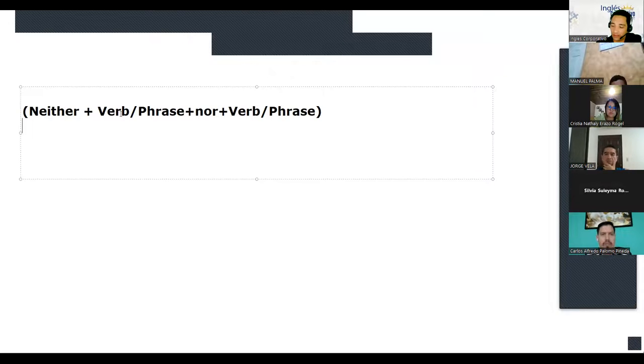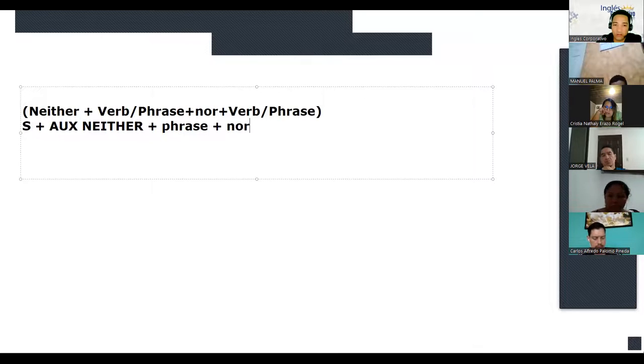Now, in these examples, you will see the subject before, number one. Number two, you will see the auxiliary followed by the subject. So in other words, subject plus the auxiliary or the grammar tense that you're using. Then you have neither, and then you have the verb or phrase that you want to say. Then you have nor, and you move on with an object. In this example, we have an object, a verb, and a complement. So do it again.